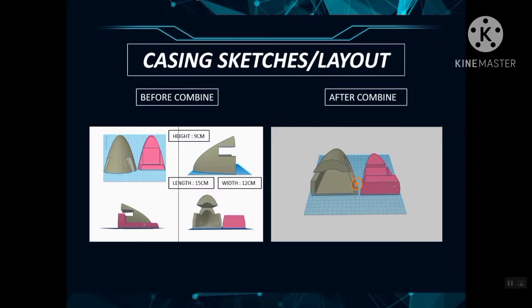Okay, next is casing sketches or layout. The first one is before we combine the two parts of our 3D printing casing. The height will be 9 cm, length is 15 cm, and the width is 12 cm. The video shows how it works. We're going to take the pink part of the casing, then we put our device into it, and then we slot it into the gray part, like this.